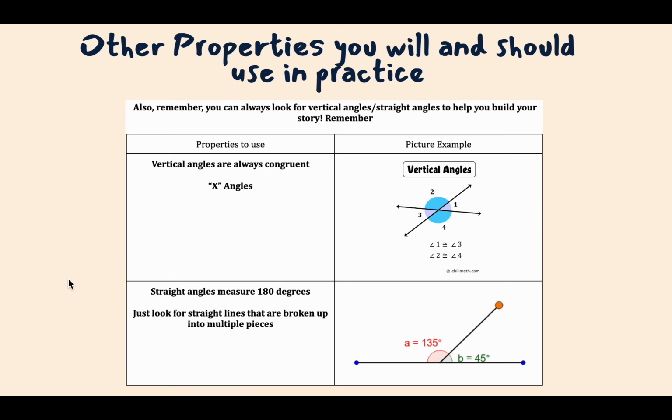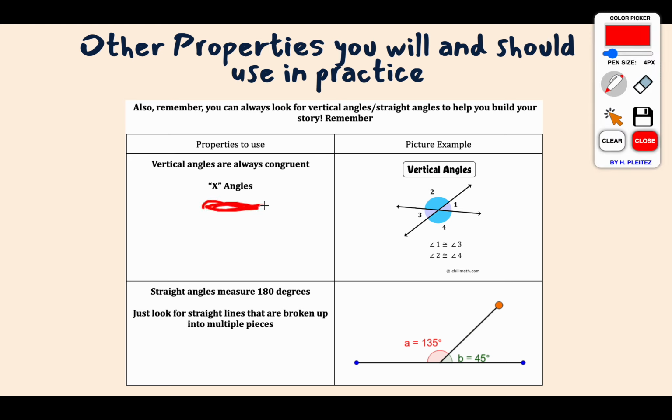All right, other properties that you're going to need and to use in practice are just always look for your vertical angles, and we can call these X angles, and we know that vertical angles are always congruent. Also always look for your straight lines, because we know that straight angles measure 180. So if we have a straight line in a complex diagram that's broken up into a bunch of pieces, we know we can use an equation, set it equal to 180 to help us build our story.